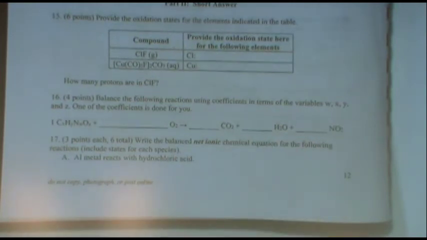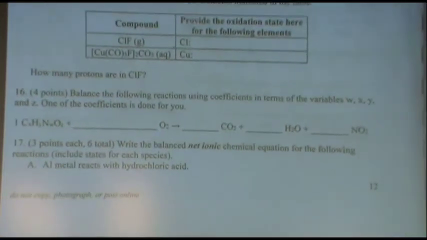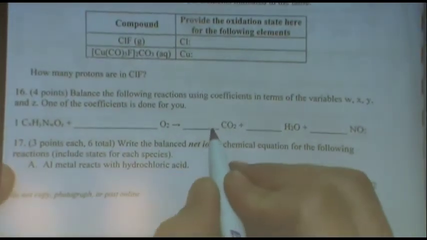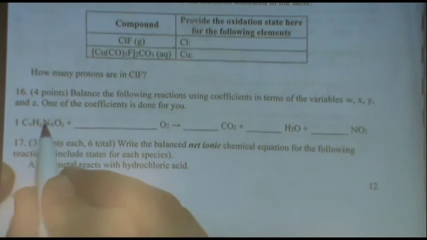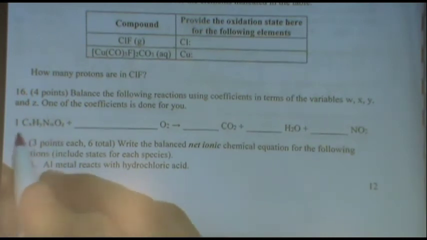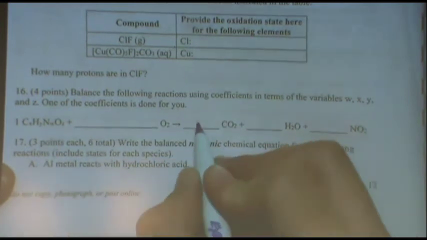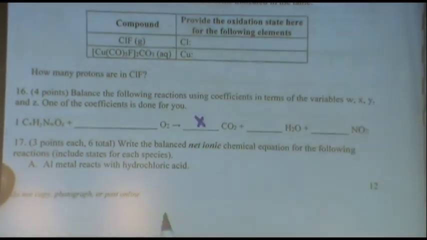Okay, this is in terms of variables, I think. Yeah, hopefully you can see them. So I would start with the most complicated one. How many carbons are here? X. So I put X there.